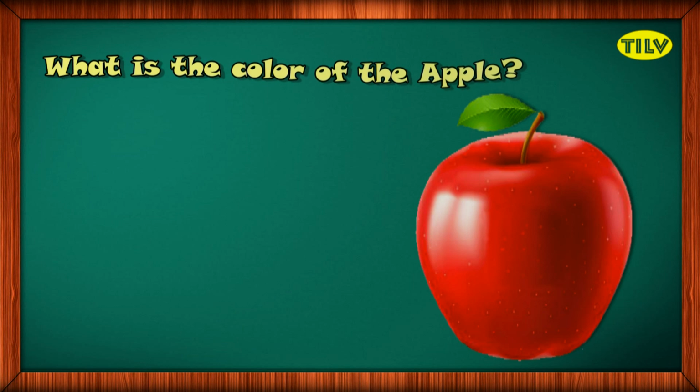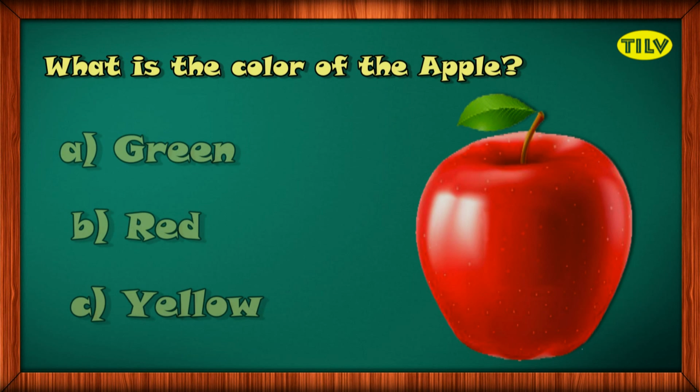What is the color of the apple? A. Green. B. Red. C. Yellow.